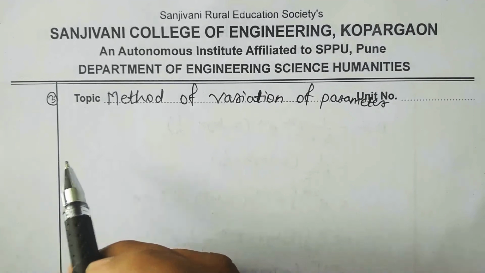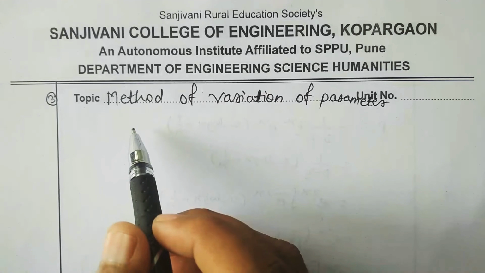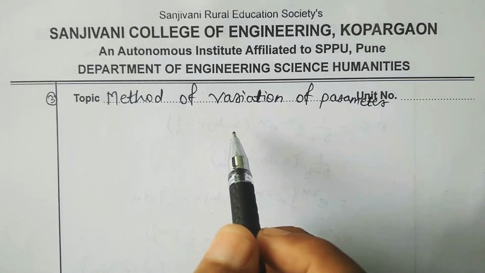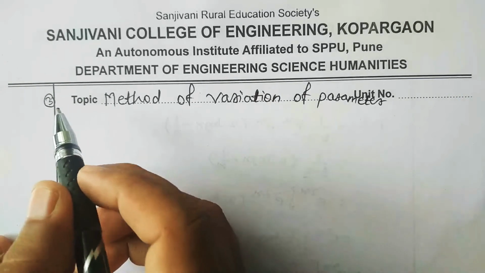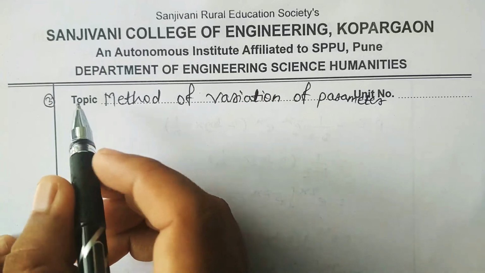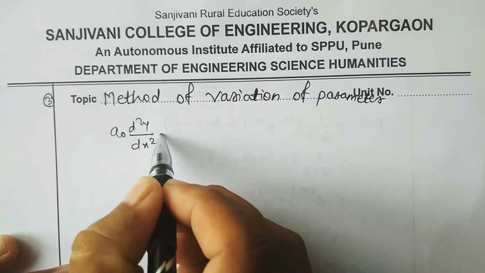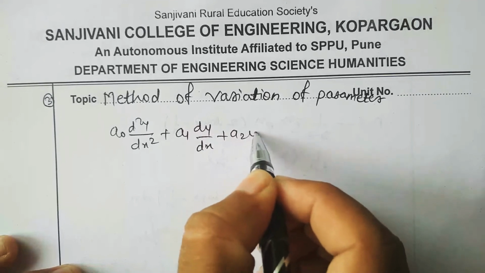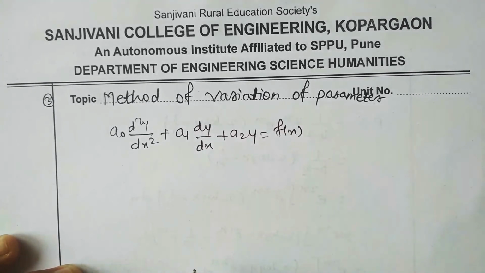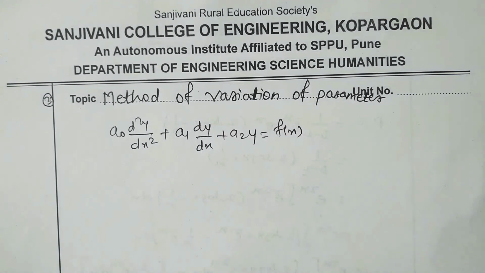So today we are going to learn the next method to find particular integral, that is called method of variation of parameter. So for this method, let us consider second order differential equation a0 d square y by dx square plus a1 dy by dx plus a2y is equal to f of x. So we are going to solve this second order non-homogeneous differential equation by using method of variation of parameter.